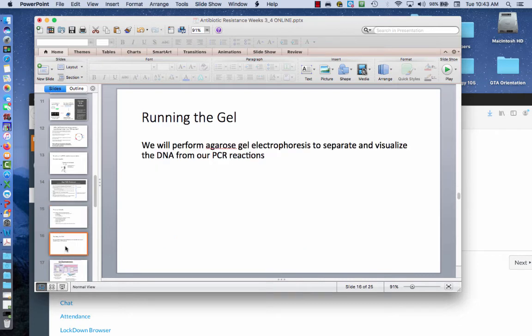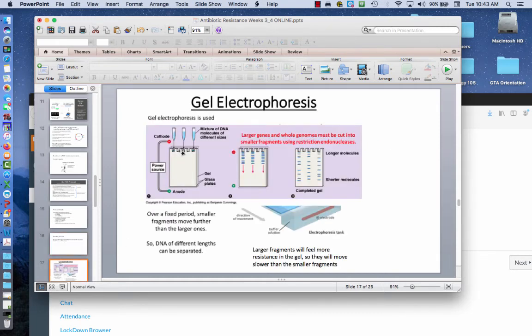Running the agarose gel was done about 3 hours after the PCR reaction. Running an agarose gel is done to separate and visualize the DNA from the PCR reactions. In short, our samples are loaded into wells near the negative cathode. When we apply the power source, the negative current then repels the DNA, and the DNA will move through the gel down towards the positive anode. DNA is negatively charged, and so it does repel from the cathode and move towards the anode.